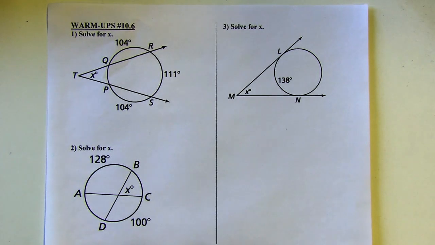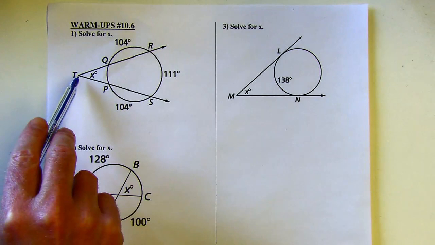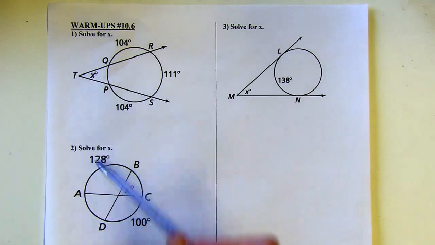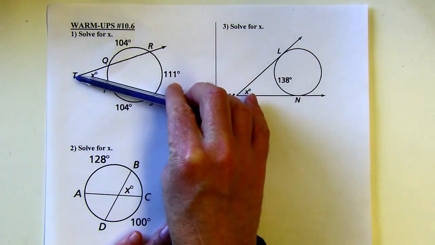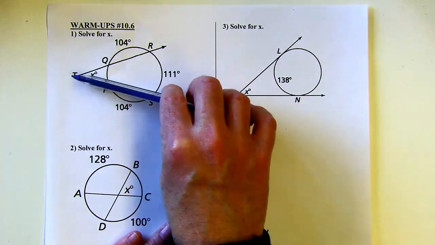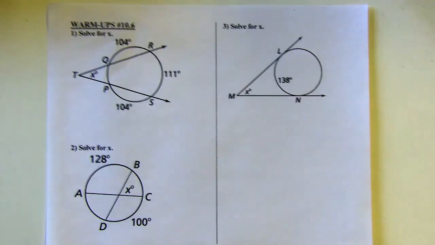Okay, here's warm up 10.6. So I've got this angle outside of this circle. The angle is formed from two secant lines. These are both secant lines that cut through the circle twice. That's what a secant line is.